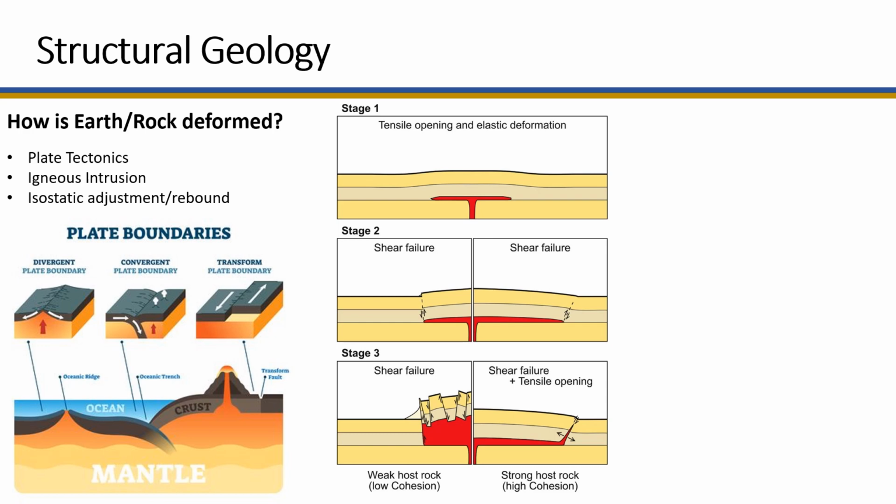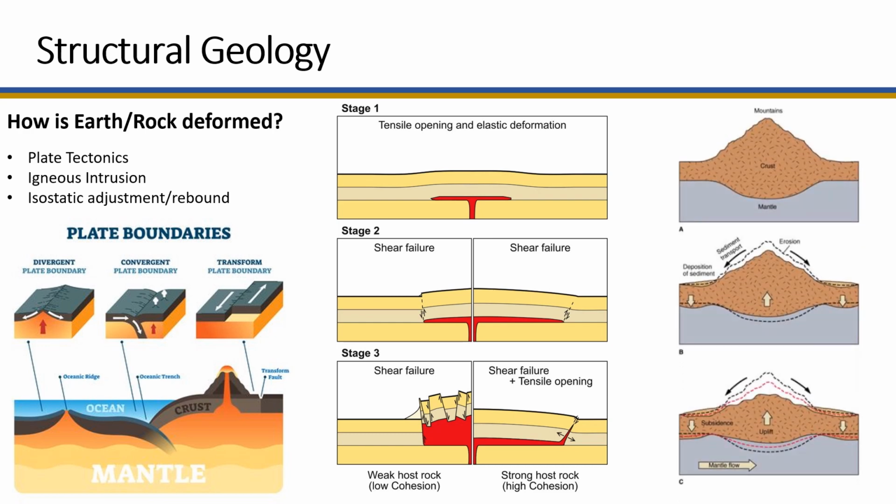Eventually, in the second stage, the shear stress surpasses the rock's shear strength, leading to the rock's failure. This failure is indicated by the initiation of fractures or faults. In this third stage, stress continues to be applied above the point of failure, resulting in further shear failure and the opening of tensile fractures. Next will be the isostatic adjustment or rebound.